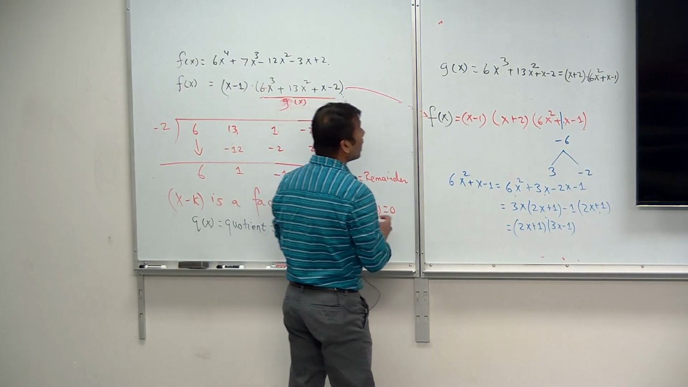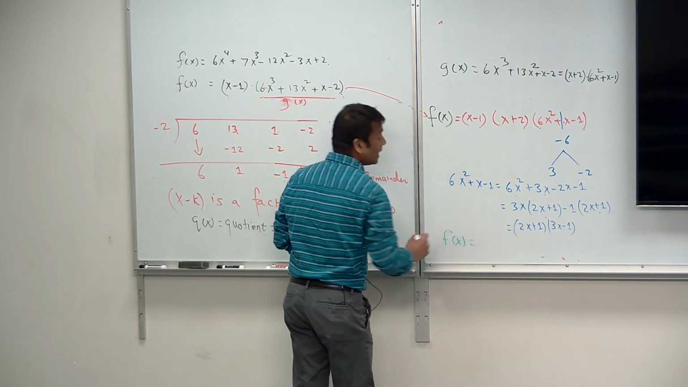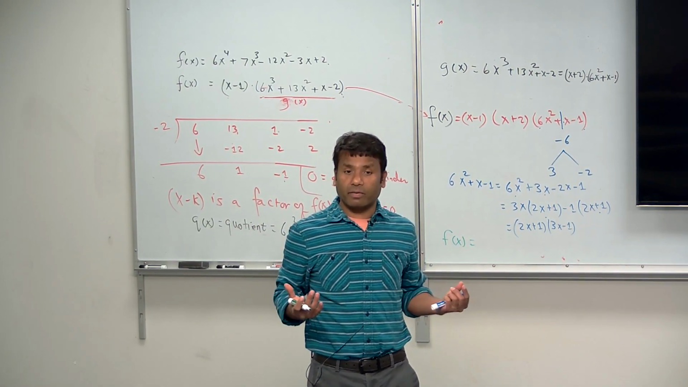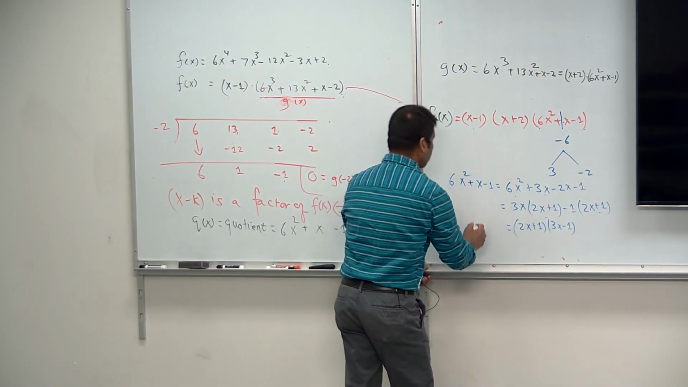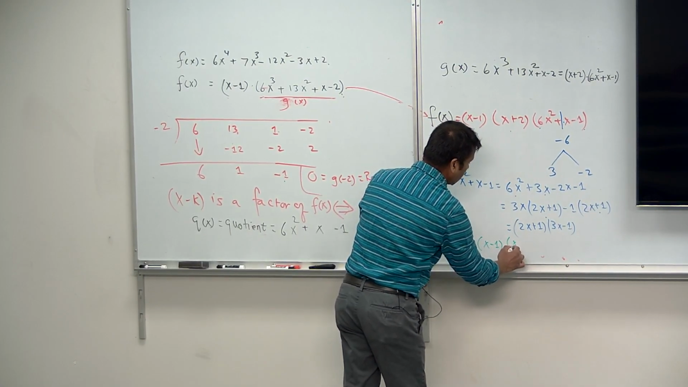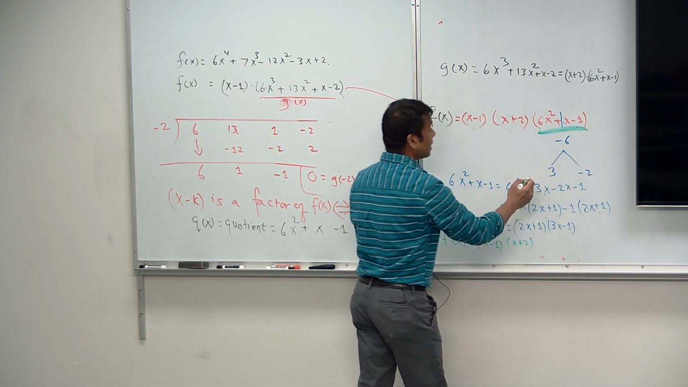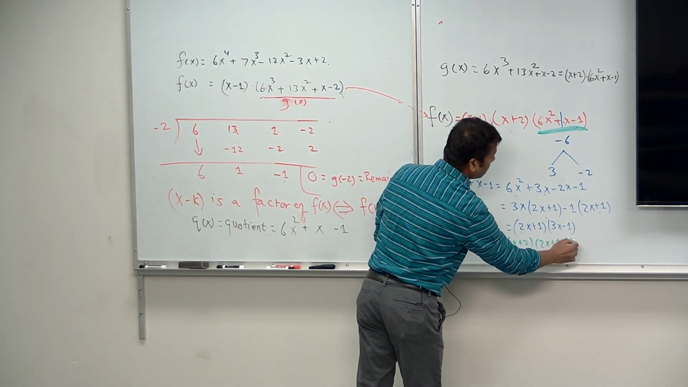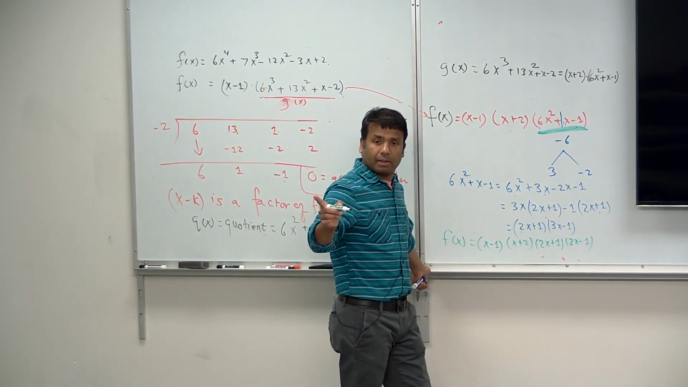Now your f(x) is completely factored into what? Linear factors. Right? So now it's going to be x minus 1 times x plus 2 times, and what are the factors of this? 2x plus 1 times 3x minus 1. Did I make sense here?